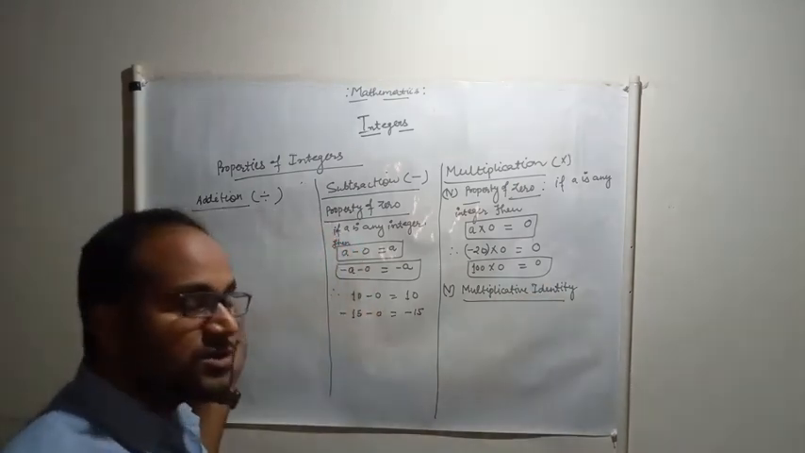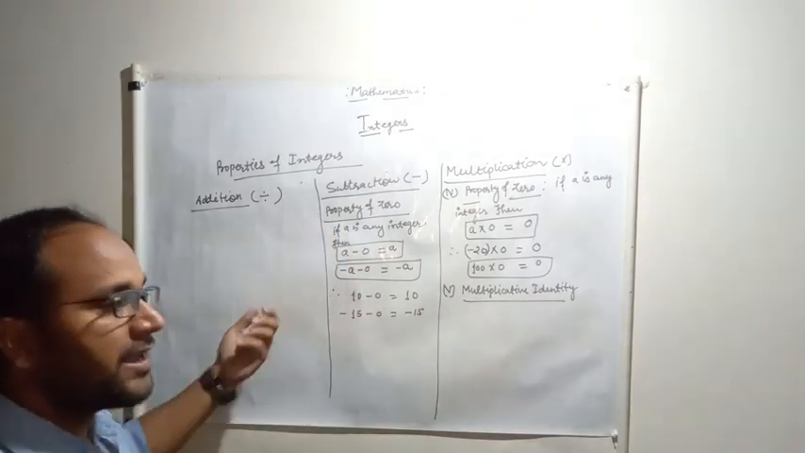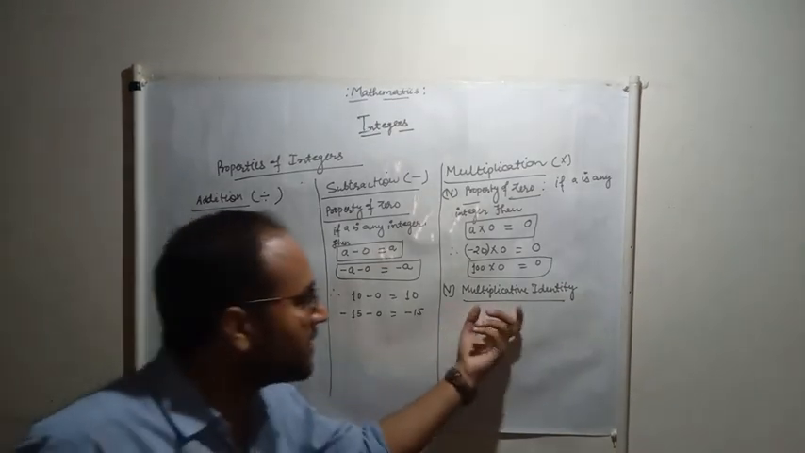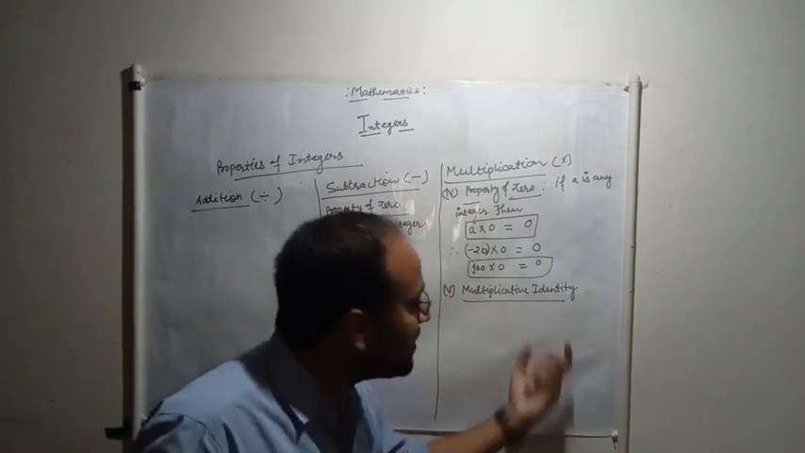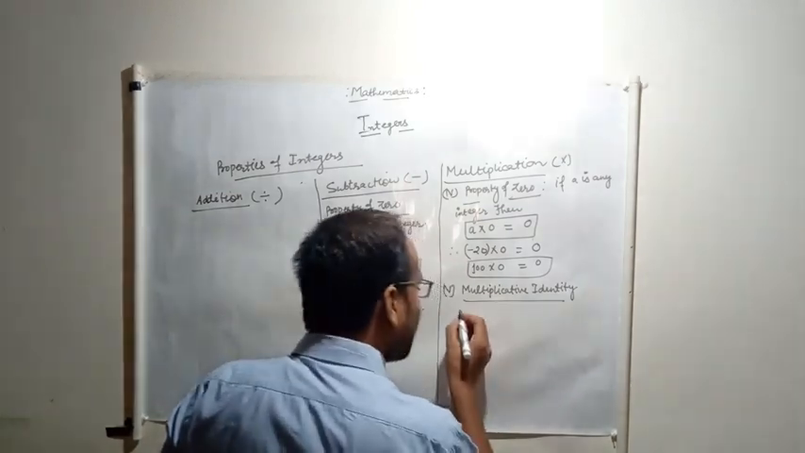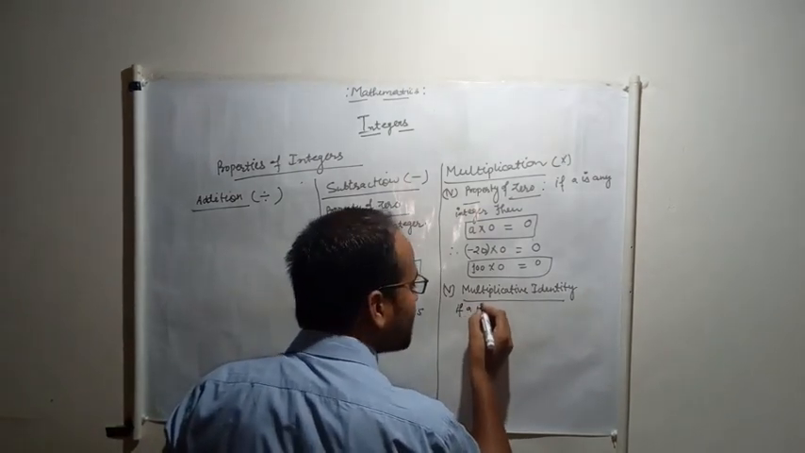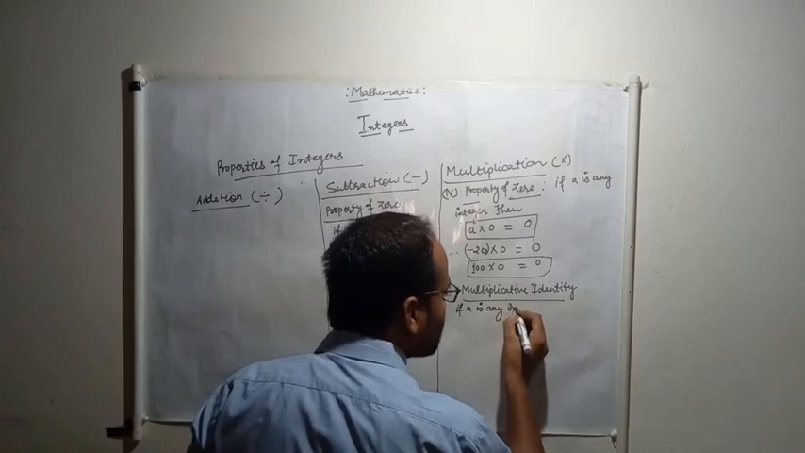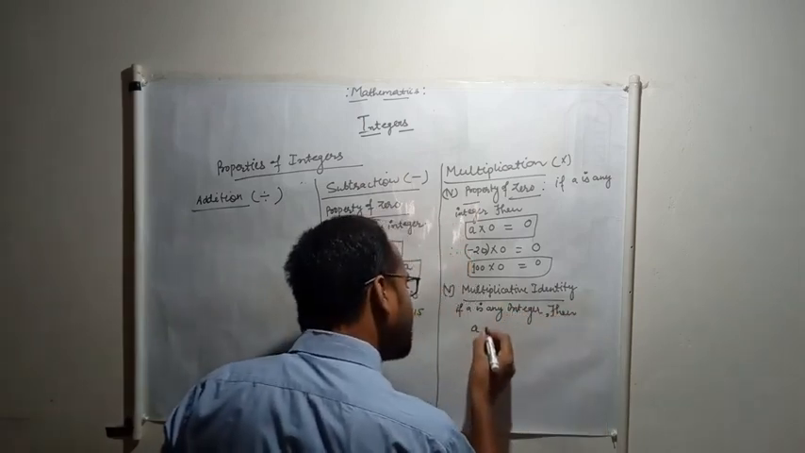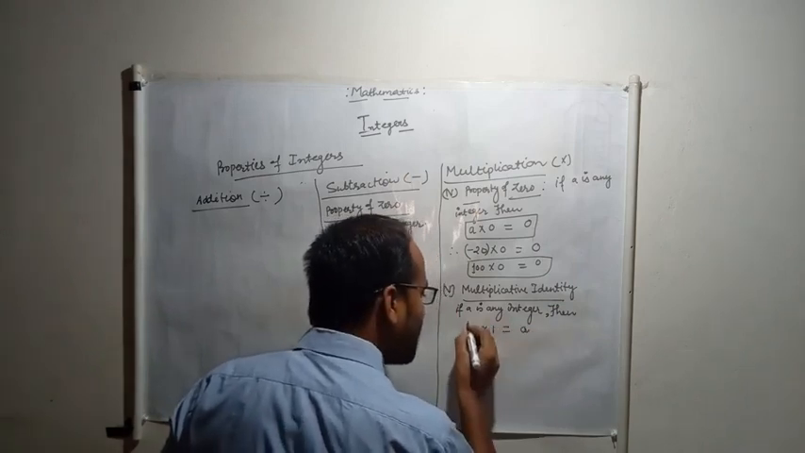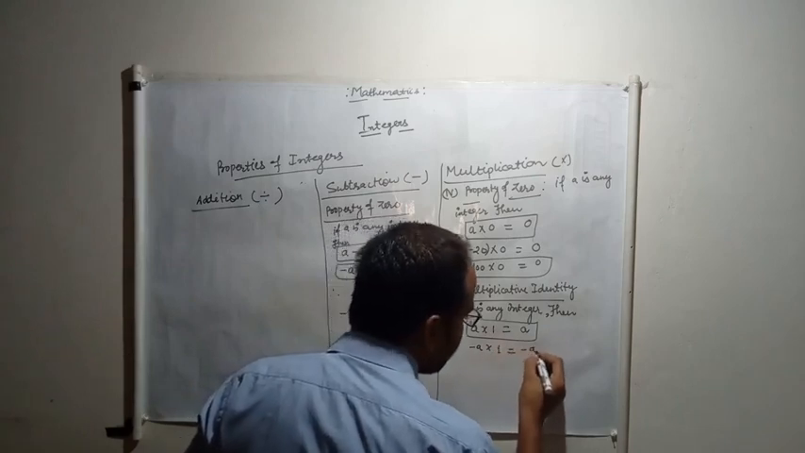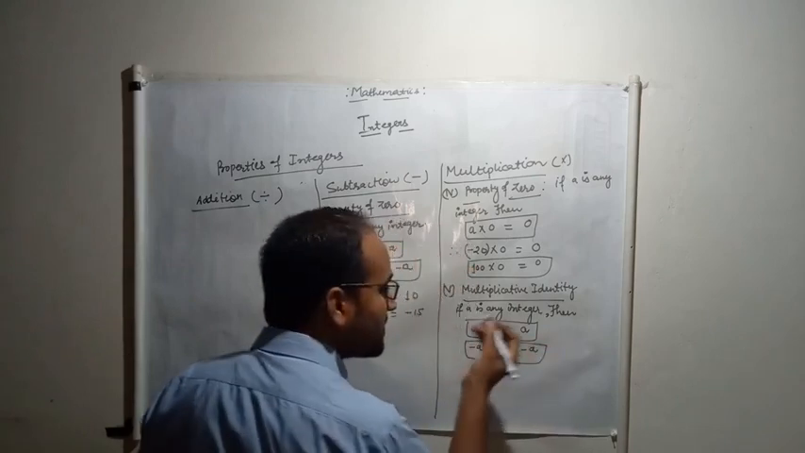For addition, 0 is the additive identity, because by adding 0 nothing impacts the integer; you get the same integer. In the multiplicative identity, if you multiply any integer by 1, you get the same result. If a is any integer, then a multiplied by 1 gives the same integer. Minus a multiplied by 1 gives minus a, the same value. So it is very easy, students.